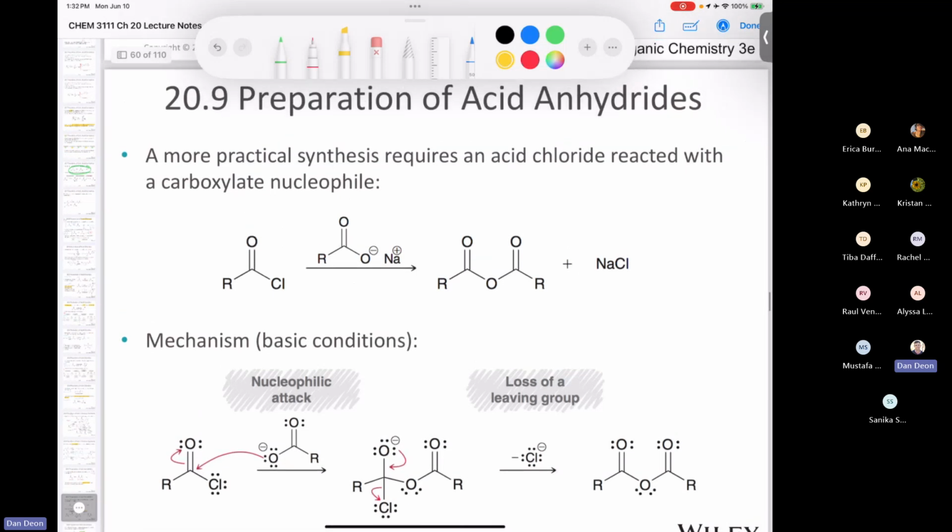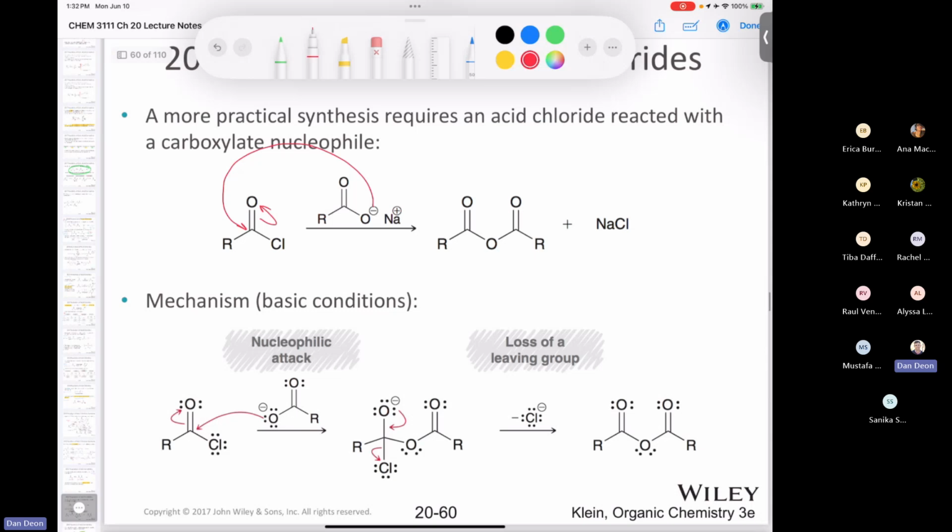So a more practical synthesis of an acid anhydride is to take an acid chloride and react it with some kind of carboxylate. You guys know that this is a carboxylate. It's the salt from a carboxylic acid. And you can imagine that this is a good nucleophile, and this is a good electrophile. And so we're going to get a nucleophilic attack, and we see that nucleophilic attack drawn right here. We form the tetrahedral intermediate. Now we lose our chloride ion as our leaving group. Why? Because chloride is a better leaving group than losing a carboxylate. And so we end up with an anhydride.